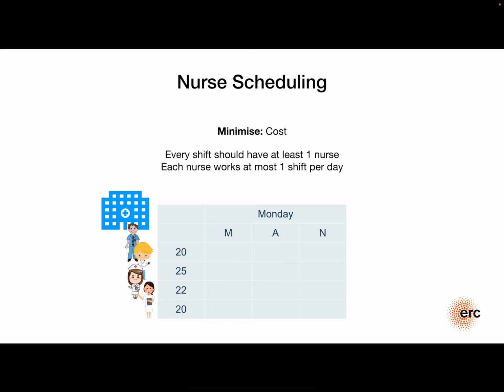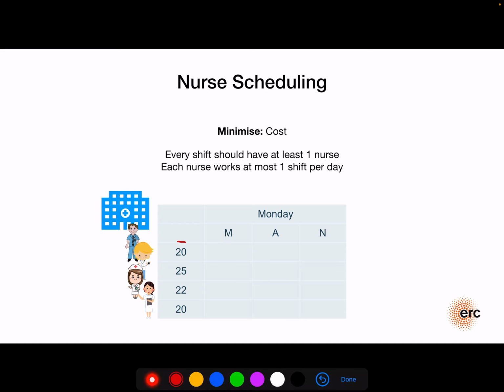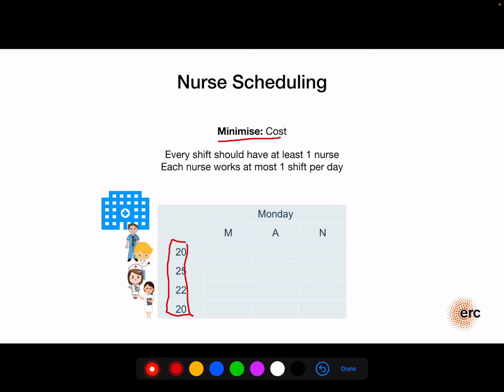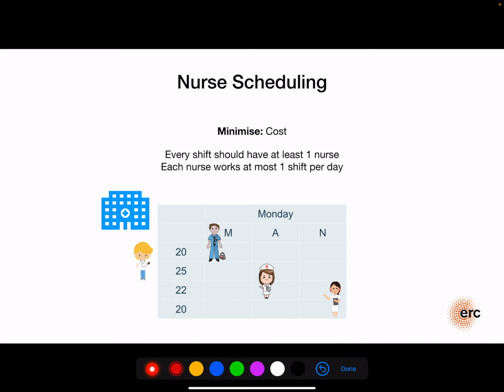In nurse scheduling, we're trying to schedule nurses to different shifts, and we want to minimize the cost that we have to pay the nurses for working. Every nurse has an associated cost, which we're trying to minimize, and we have to make sure that every shift has at least one nurse, and each nurse works at most one shift per day. These are the constraints. A possible solution looks like this, where we've assigned a nurse to the morning, afternoon, and night shift, and nurse 2 doesn't work, they have the highest cost.